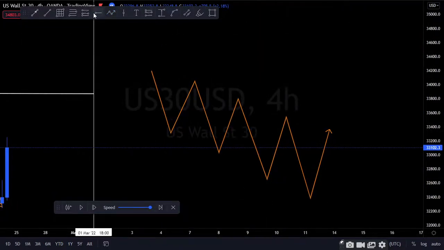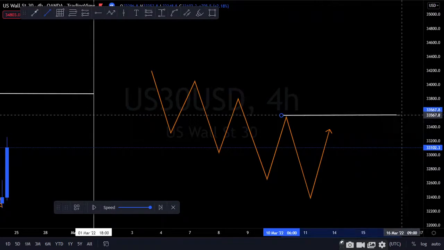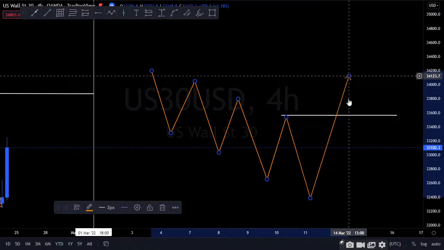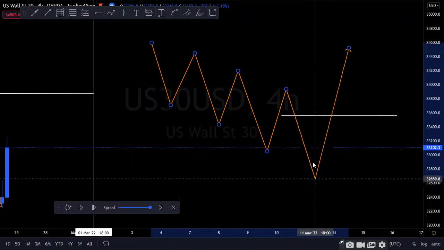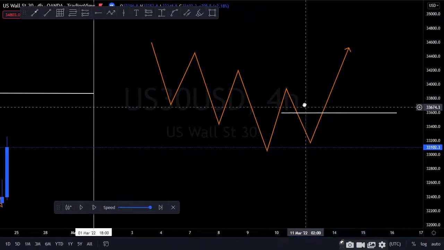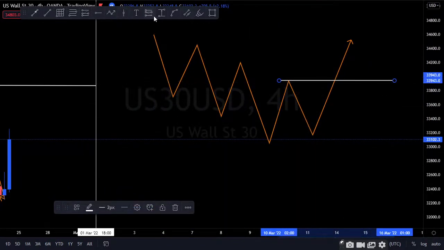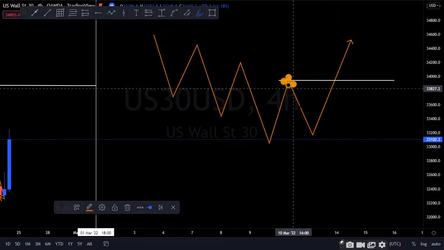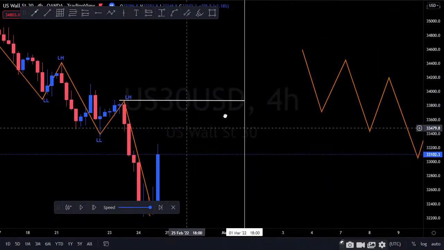This is the last lower low. So remember I told you, unless we break this one to cause a BMS, we will have SMS here. So unless we break this zone, this area, we cannot say that the market is bullish or has changed structure.